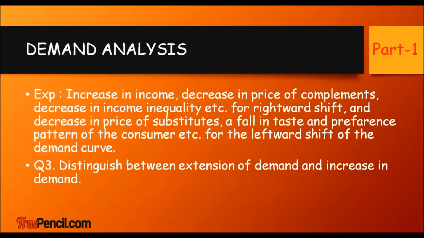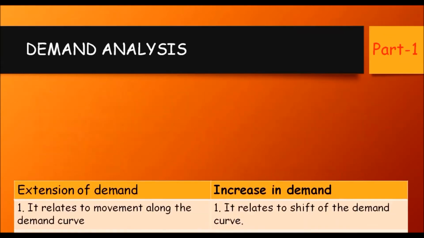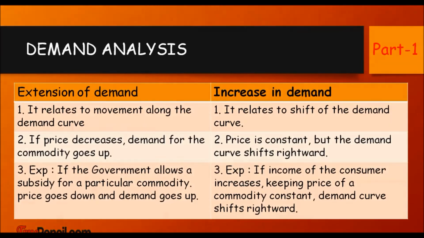Okay? The third question is, distinguish between extension of demand and increase in demand. You see, in case of extension of demand, it relates to movement along the same demand curve. But in case of increase in demand, the shift of the demand curve is there. Secondly, in case of extension of demand, if price decreases, demand for the commodity goes up. But in case of increase in demand, price is constant but the demand curve shifts rightward.